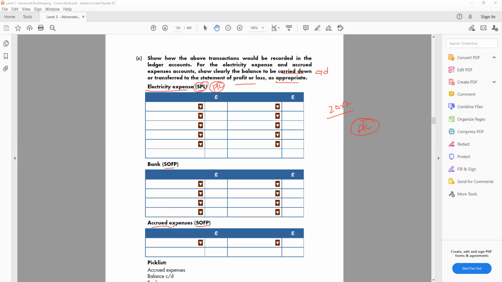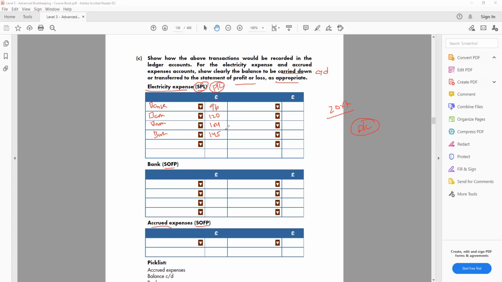So let's move on to our electricity expense account. On the electricity expense account, the first thing we can see is how much we paid from our bank. So from the bank, we paid 96. This money is already paid. Then from the bank, we paid 120. From the bank, we paid 104. And from the bank, we paid 145.